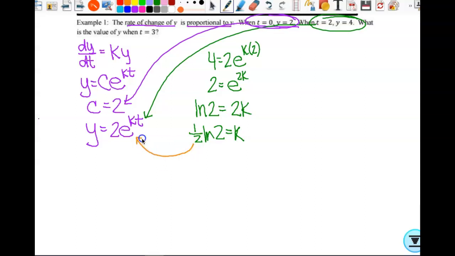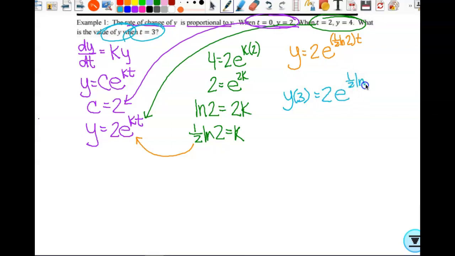And then this is going to go in here. So I get y equals 2 times e to the k, which is 1/2 times the natural log of 2, times t. And that looks yucky, but that's okay. So what I'm looking for, what is t equals 3? What is the value of y when t equals 3? So I need y of 3, basically. That's going to be equal to 2 times e to the 1/2 times the natural log of 2 times 3. At that point, you would punch it in your calculator. I chose for you not to get your calculators today just because we were going to take time on the other question, and we'll push buttons later. But what questions you got?